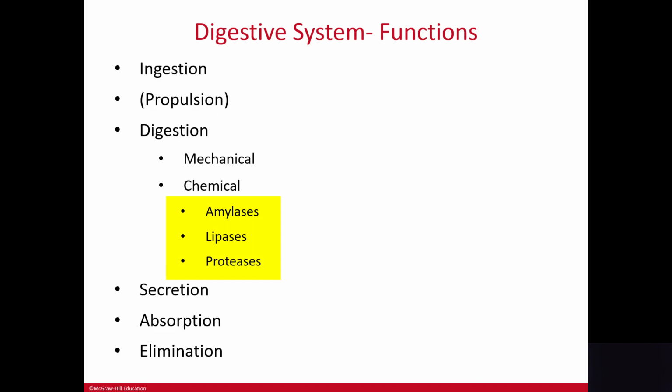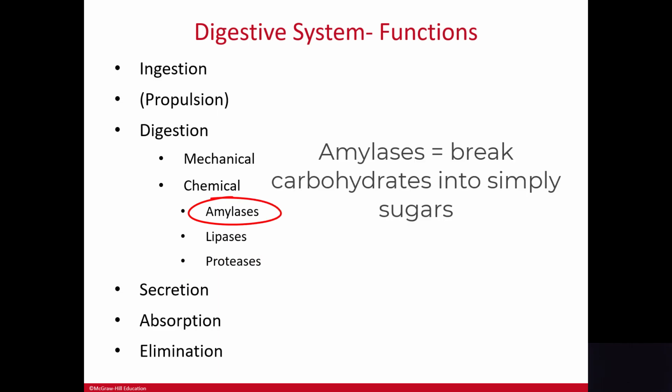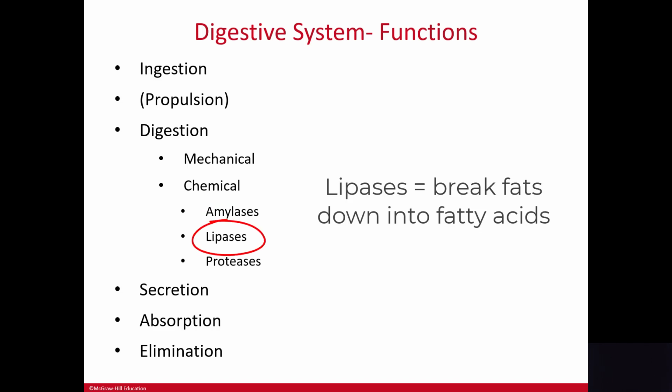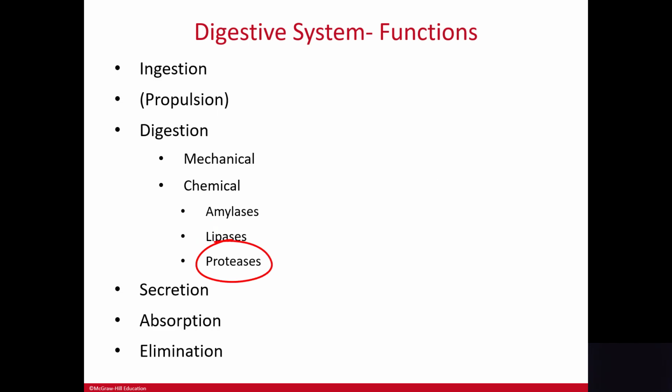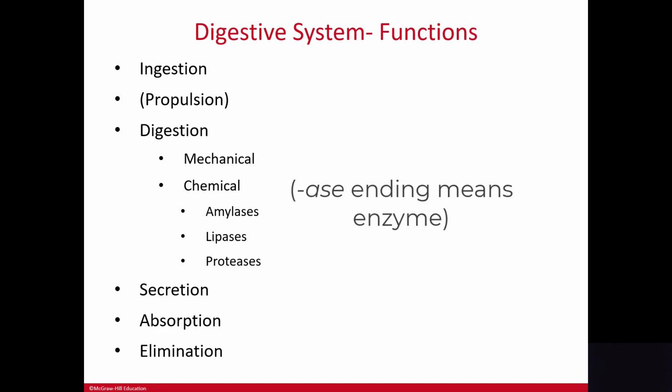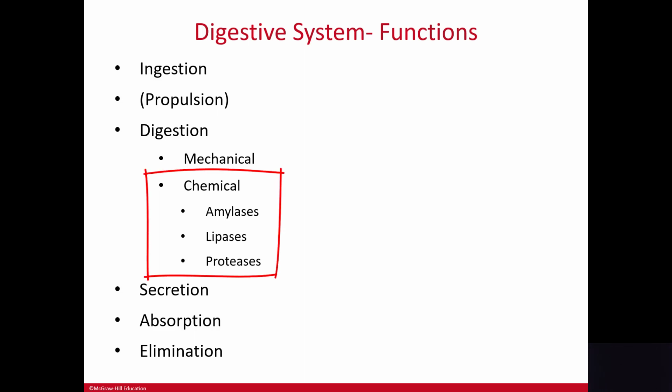Amylases, lipases, and proteases. Amylases are enzymes that break carbohydrates down into simple sugars. Lipases are enzymes that break fats down into fatty acids, and proteases are enzymes that break proteins down into amino acids. So basically, these enzymes break their substances down into their building blocks. Right? So amylases break carbohydrates down into simple sugars, lipases break fats down into fatty acids, and proteases break proteins down into amino acids. Okay, so that's under chemical digestion.